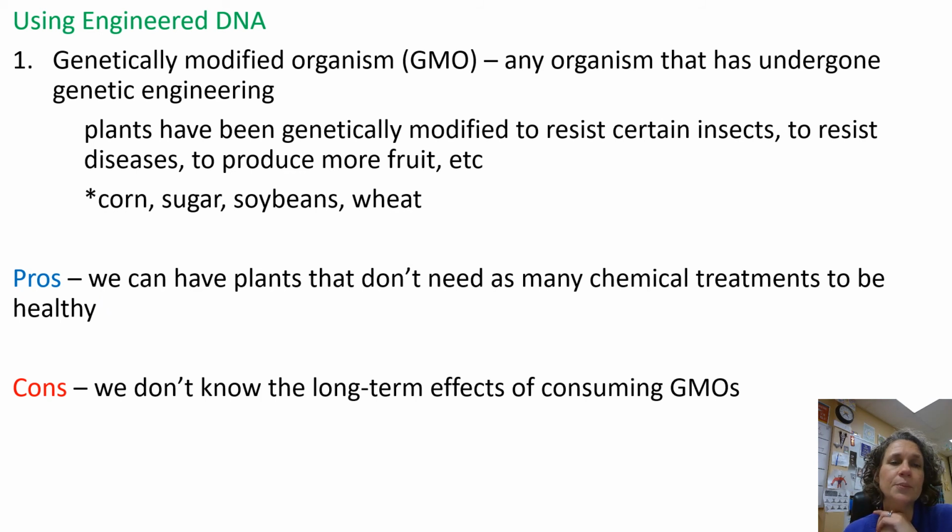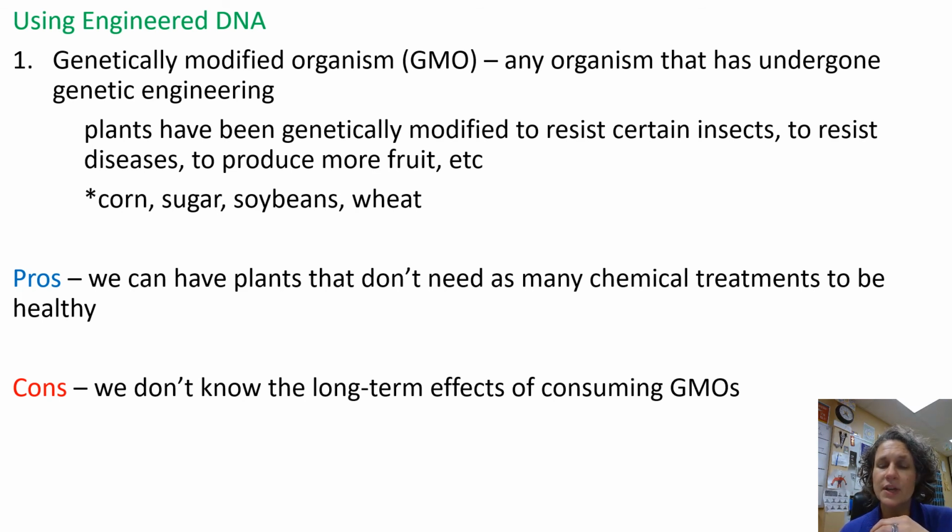Okay, so using this engineered DNA, one of the big and somewhat controversial uses is genetically modified organisms. It's GMOs, and that's any organism that has been genetically engineered. Plants for years and years have been genetically modified to resist insects, to resist certain diseases, to produce more fruit, to kind of do whatever. Corn, sugar, soybeans, lots of things that we eat now could have been genetically modified. Lots of box labels will have non-GMO on it. If it's not labeled that, then you assume that it is in there.